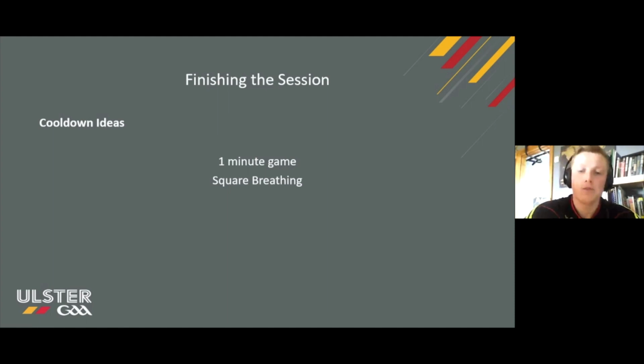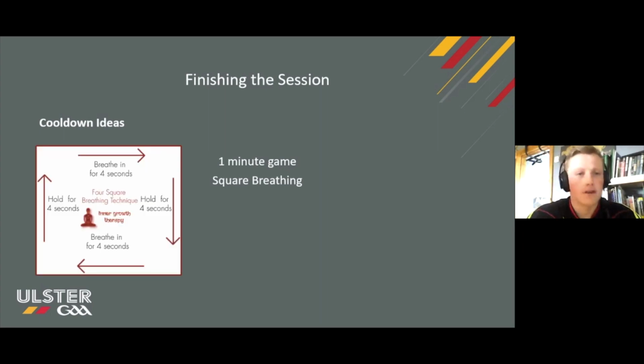Okay, square breathing is a technique that can be used to lower the heart rate and reduce our heavy breathing as we're going through. So it starts off with just breathing in for 4 seconds, holding for 4 seconds, breathing out for 4 seconds, and holding for 4 seconds. So that bottom one should say out. Shows you how good my diagram was that I found.